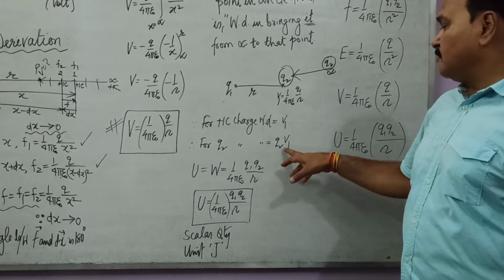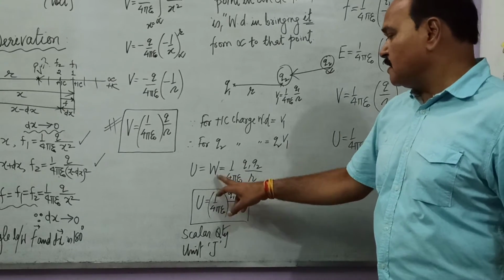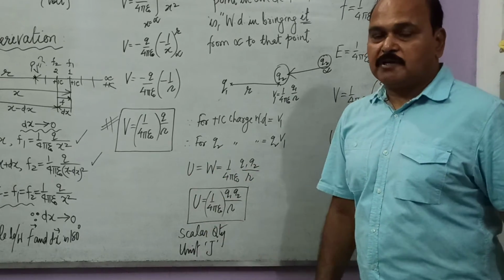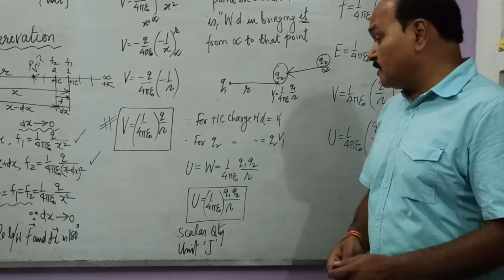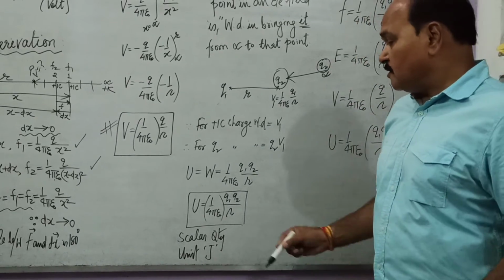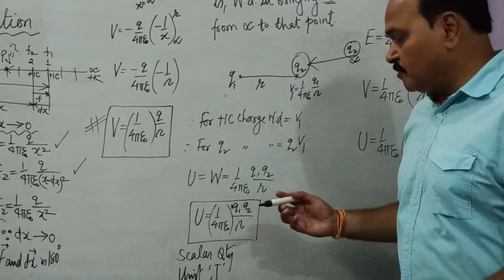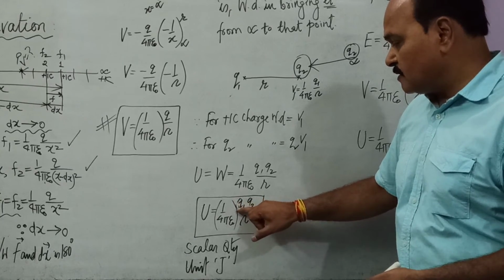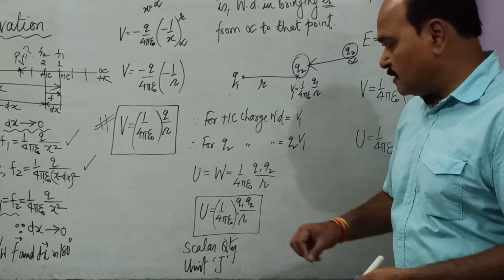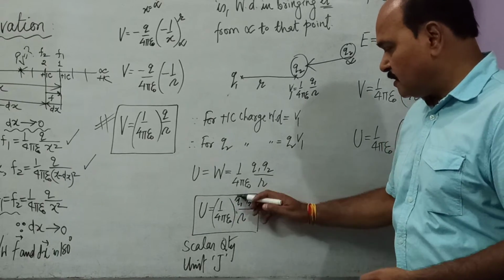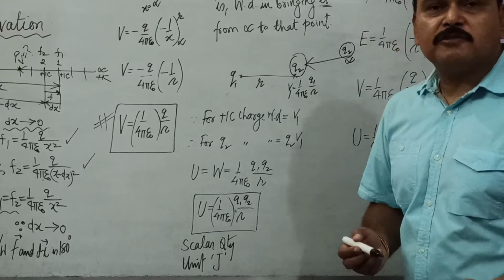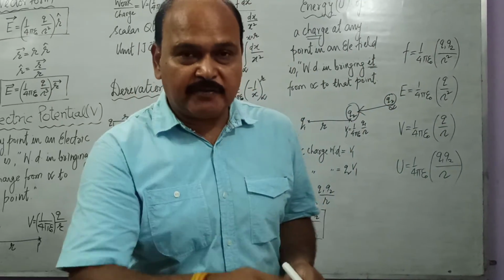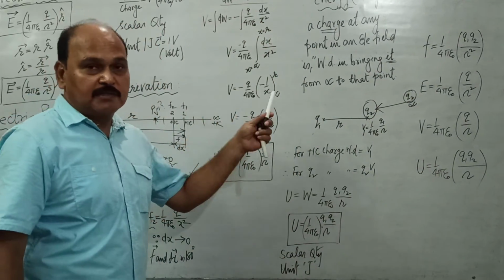Well, if we substitute the value of V1 here, what do we get? Work done as 1 upon 4 pi epsilon naught Q1 Q2 by r. And this is what is going to be electric potential energy of the charge. So electric potential energy of charge Q2 at a distance r from Q1 is 1 upon 4 pi epsilon naught Q1 Q2 by r. Since it is work done, therefore it is going to be a scalar quantity and its unit is what? Joule.